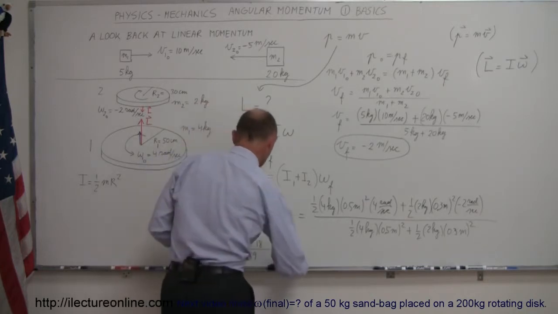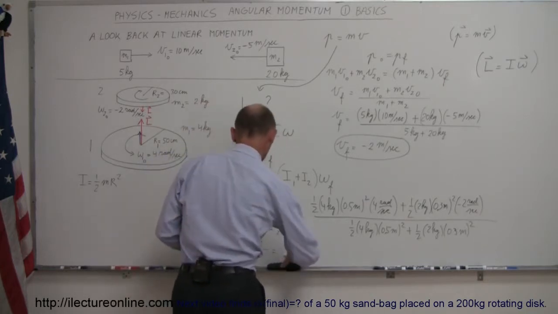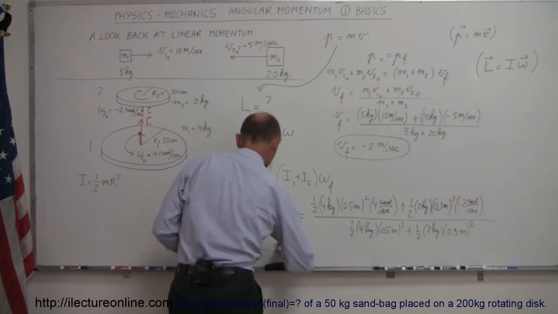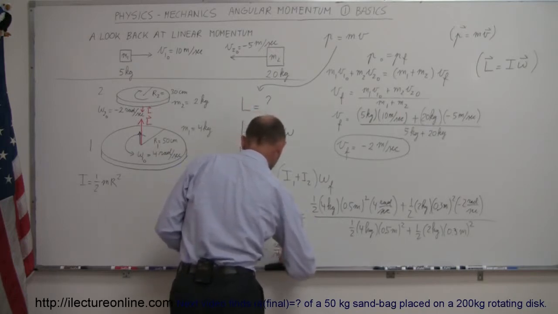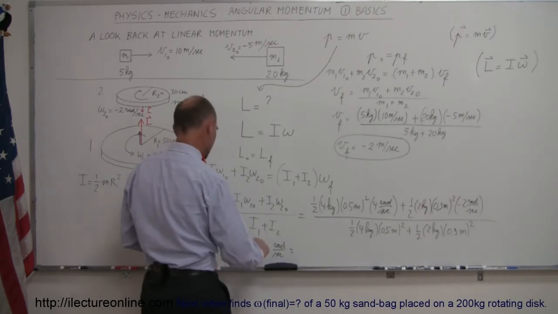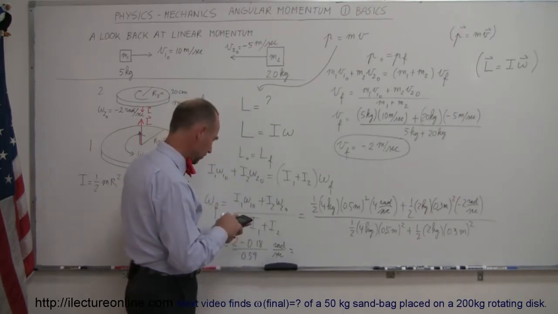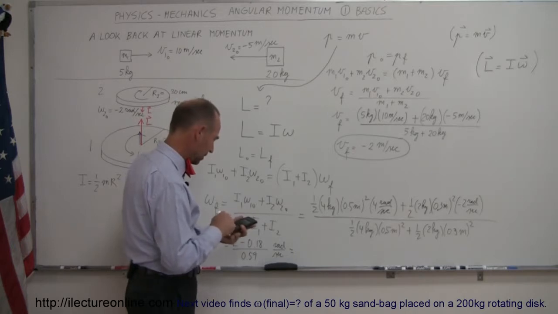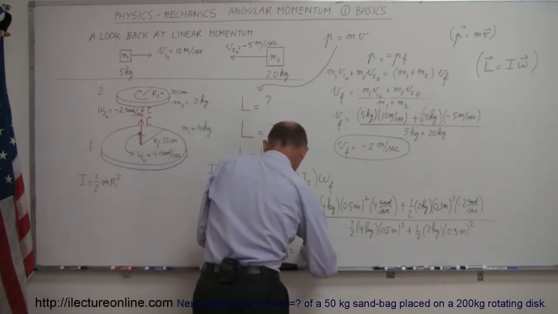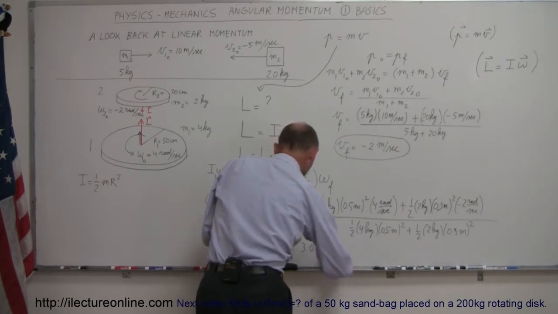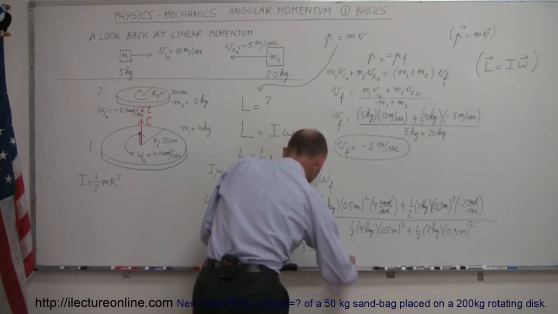All right. So this would be equal to 1 point, and of course, what are the units? Units would be radians per second. So that would be 2 minus 0.18 divided by 0.59, and it would be a positive 3.08 radians per second.